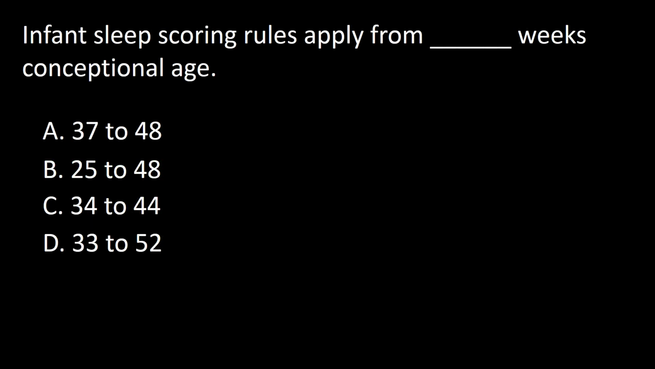Next question. Infant sleep scoring rules apply from dash weeks conceptual age. A. 37 to 48. B. 25 to 48. C. 34 to 44. D. 33 to 52.